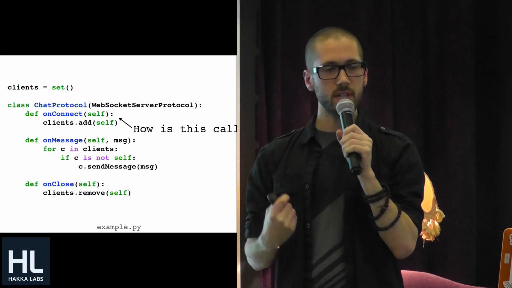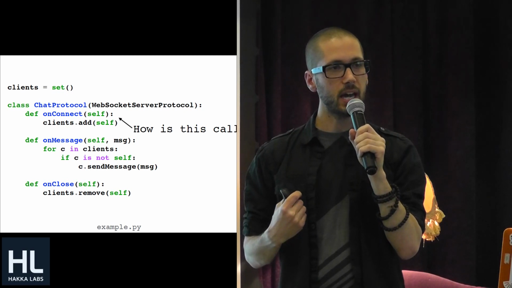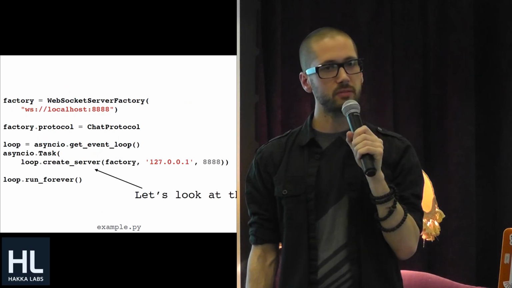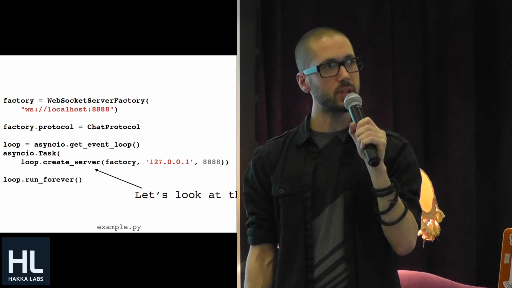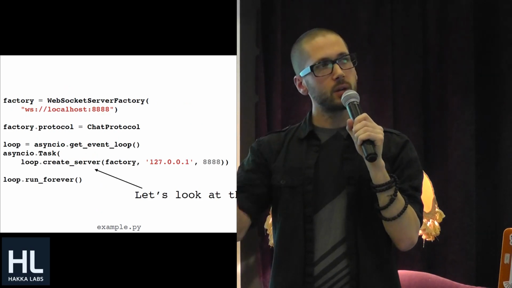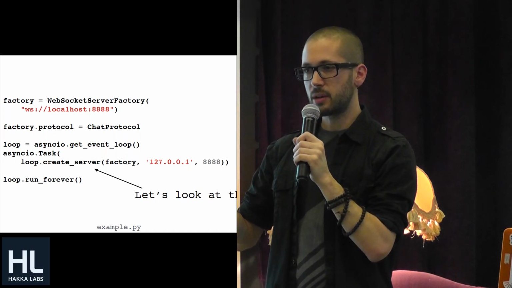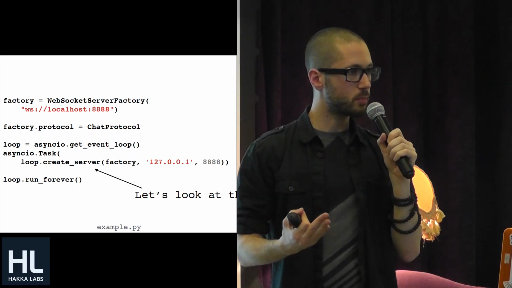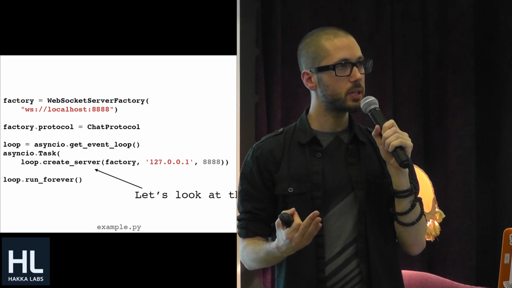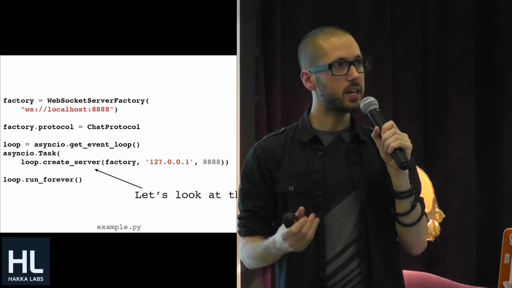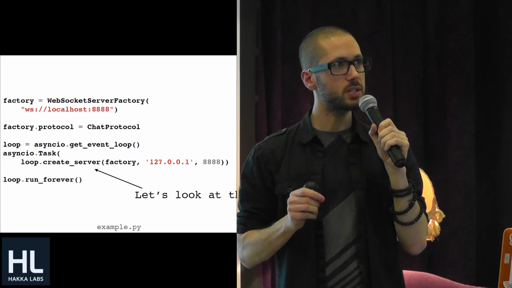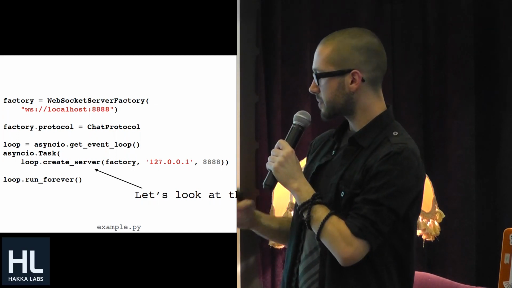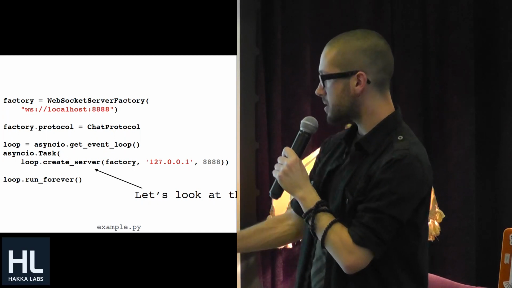So the first thing we need to do is see how a server is created. That's at the bottom of my example application here. We create a protocol factory, we attach a protocol to it, we get the event loop from Async IO. We finally then do the important thing, which is we create the server.